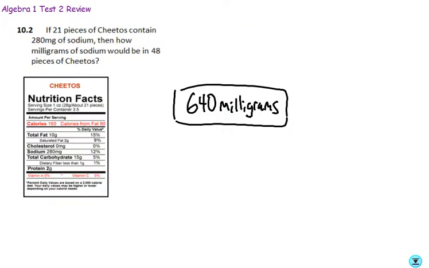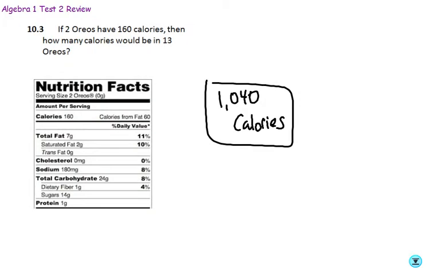All right, so let's check 10.2. You should have got 640 milligrams. We were looking for how much sodium, or how much salt, is in Cheetos. And then for 10.3, we're looking for how many calories in 13 Oreos. And so that would be 1,040 calories, right? Oof, that's a lot.